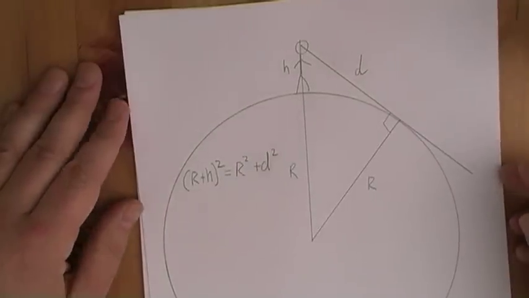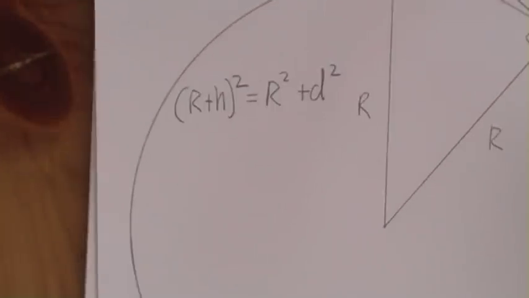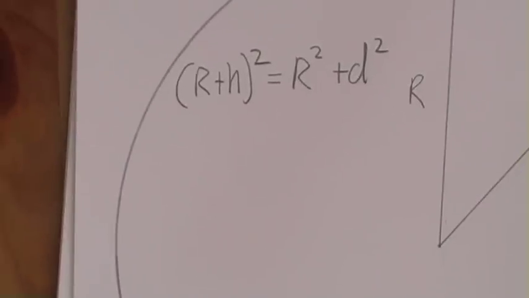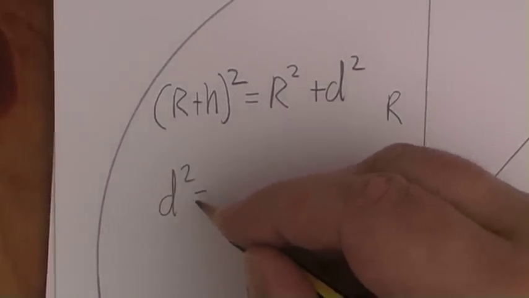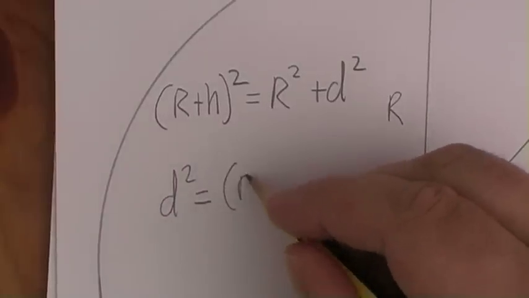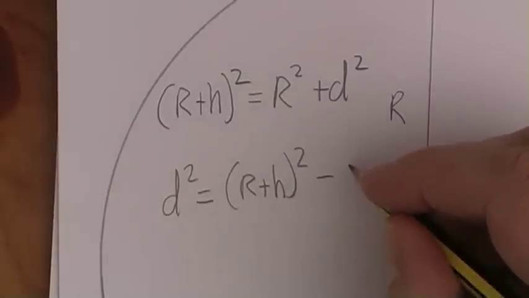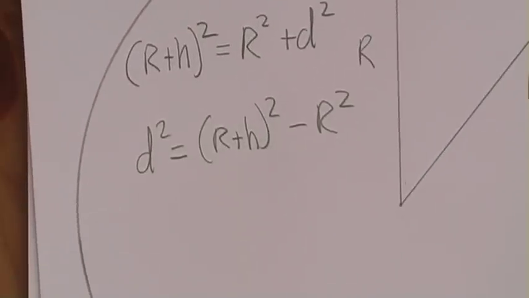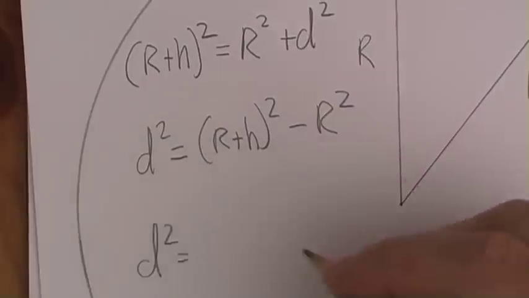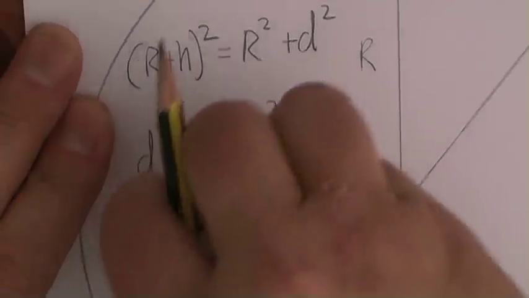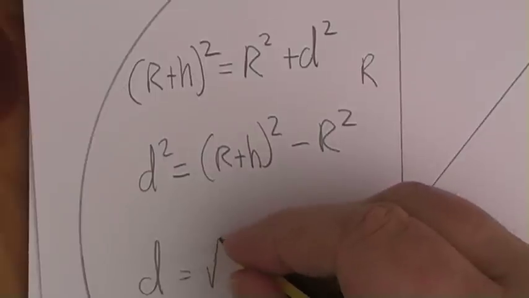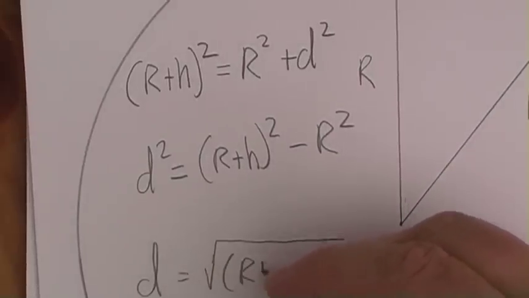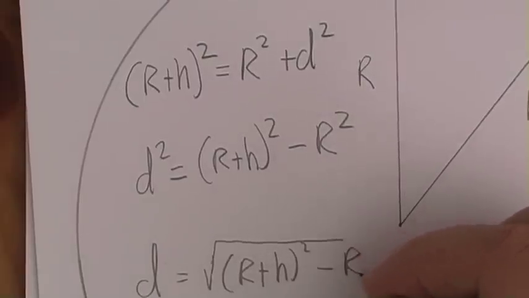Okay. Nothing particularly complicated going on there. I'll zoom in here a bit so you can see this derivation nice and clearly. Now, I can rearrange that. If I rearrange that, I get that d squared equals (r plus h) squared take away r squared. And then I get that d, sorry, not d squared, d equals the square root of (r plus h) squared take away r squared. Okay, so that's our formula.